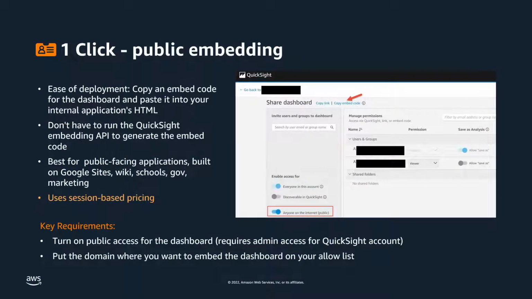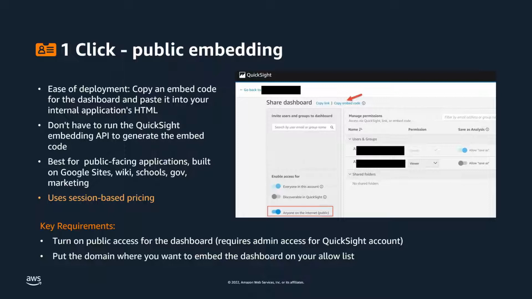Moving on to one-click public embedding. QuickSight Enterprise Edition now supports one-click public embedding, a feature that allows you to embed your dashboard into public applications, wikis, and portals without any coding or development needed. So anyone on the internet can start accessing these embedded dashboards with up-to-date information instantly, without any server deployments or infrastructure or licensing needed.